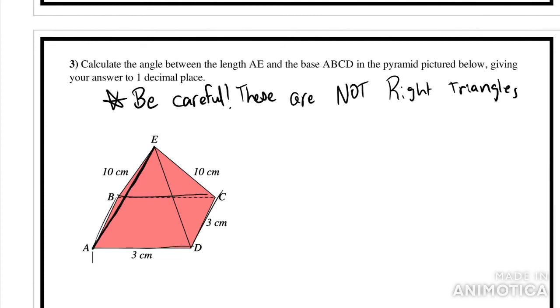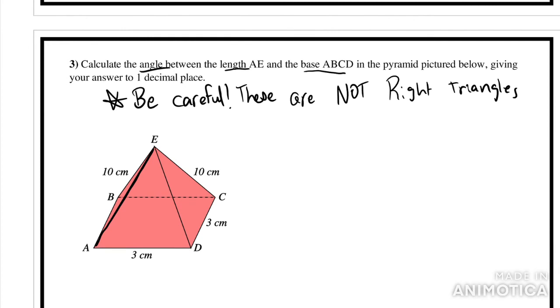So this question wants me to calculate the angle between the length AE and the base ABCD. So A to E is really straightforward. It's this line here. Now, one of the issues is the base ABCD is the bottom square.